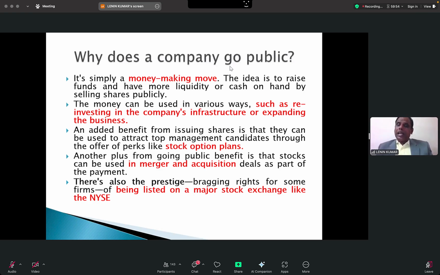Now I'll tell you what is the advantage. What is the advantage in naming these companies, like why they are going for this IPO.